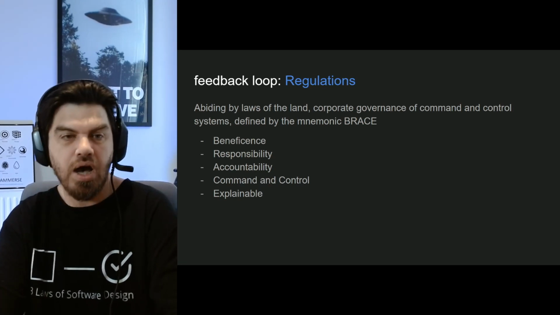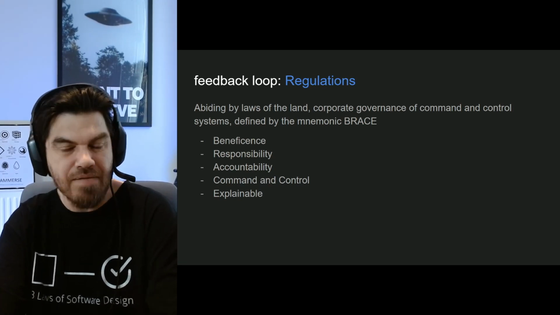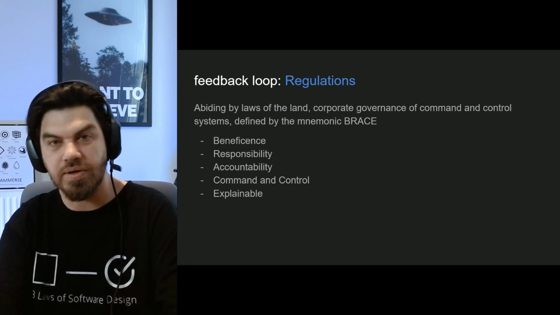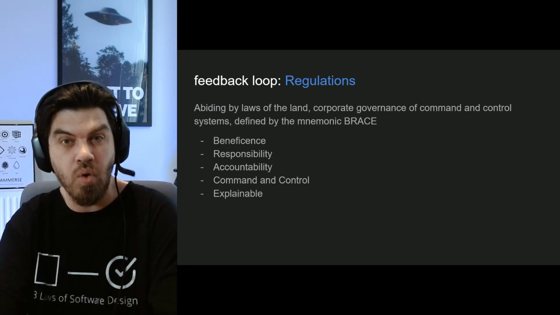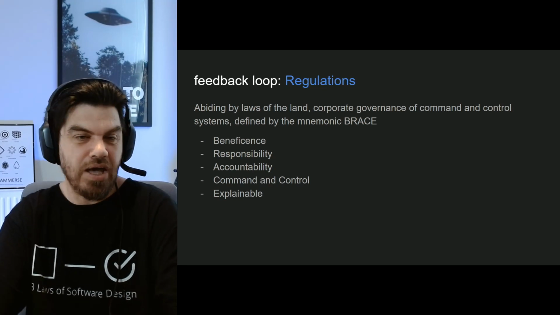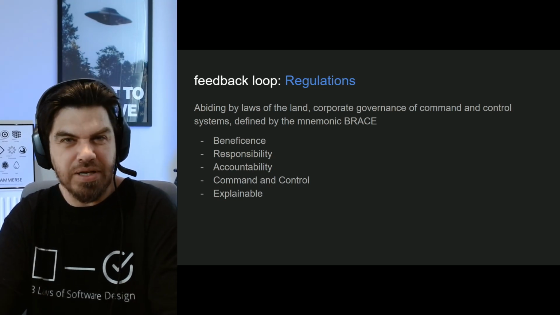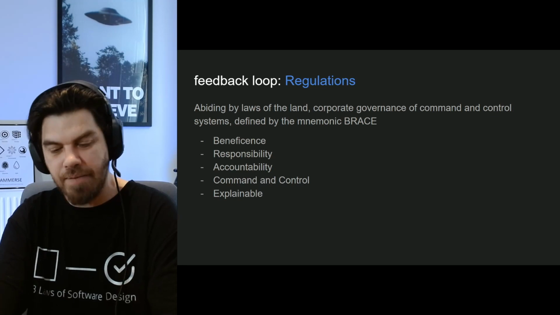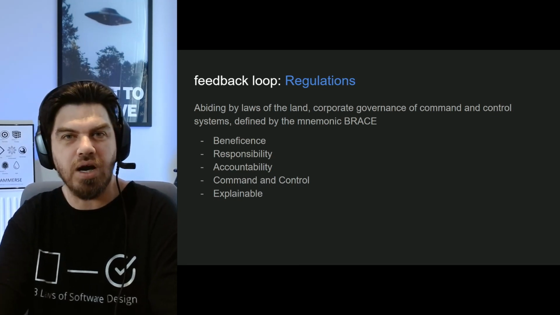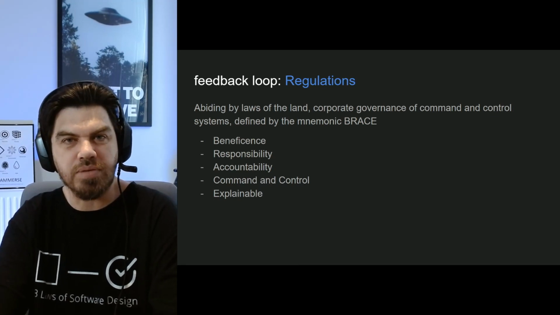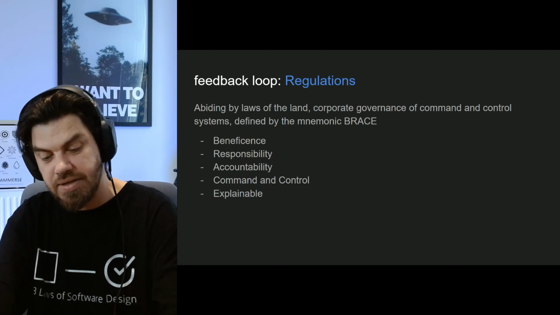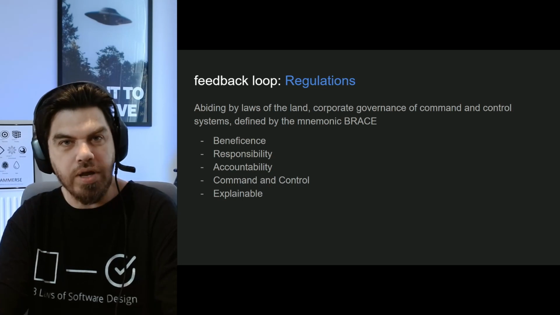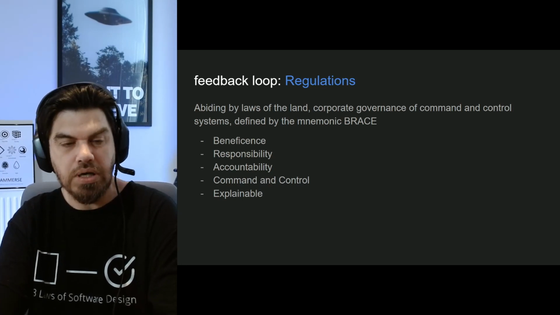So BRACE, the beneficence: is it benevolent? Is it something that is going to aid and help people more than the opposite? We have a responsibility to do things. Perhaps it's not great to hide behind terms and conditions or some kind of non-warranty anymore. Perhaps that's something we need to think about. Are we accountable for what we do?